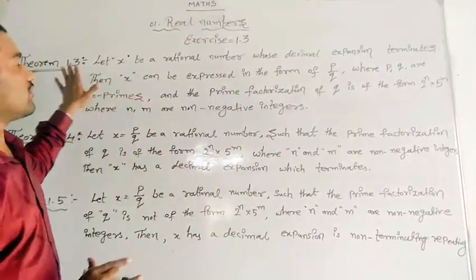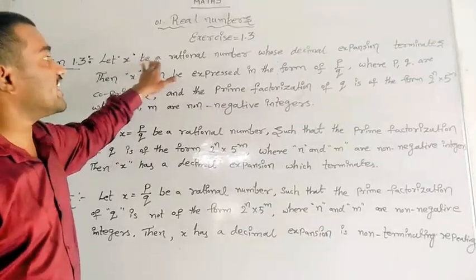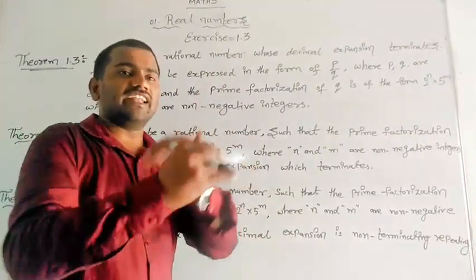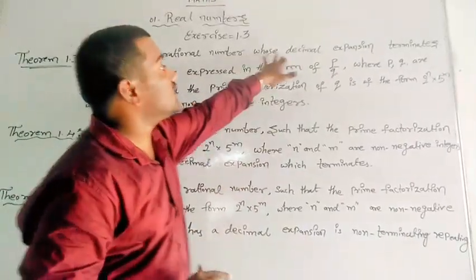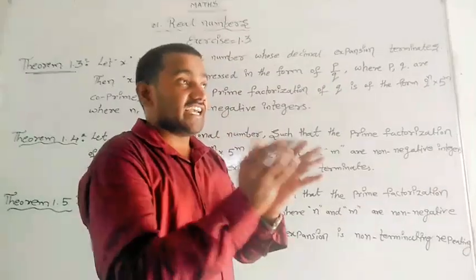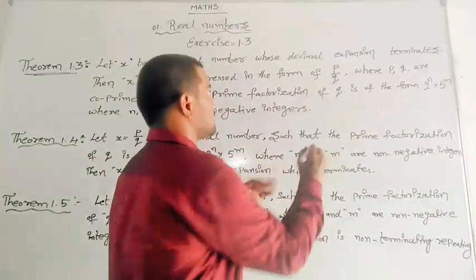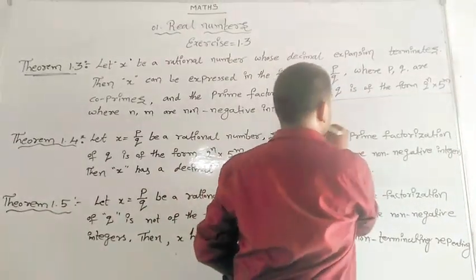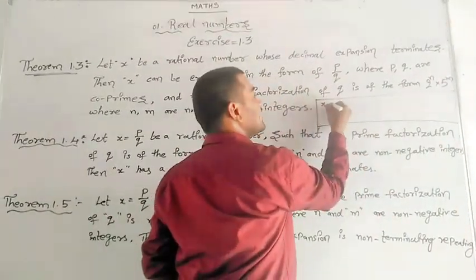Here I wrote theorem number 1.3: let x be a rational number. Yes, x is a rational number whose decimal expansion terminates. That means x is a terminating decimal number. Let me write it here. You understand? x is a terminating decimal number.